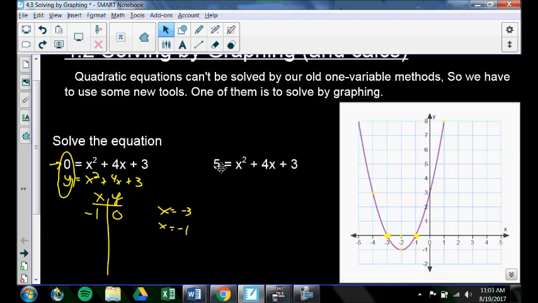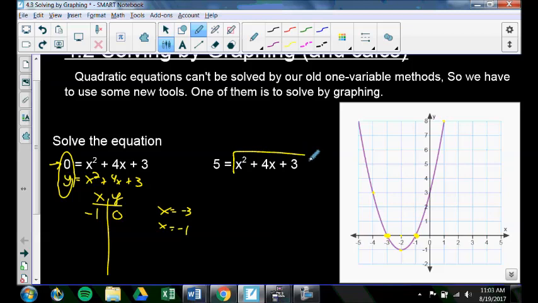And it can work for any number, it doesn't have to be 0. This is the same function over here, x squared plus 4x plus 3, but now I want to know where the y value equals 5 instead of where the y value equals 0. This is the y value I'm checking from this function over here. Well, that happens here and here. So it's like if x is at, I don't know, about 0.4 and negative 4.4.